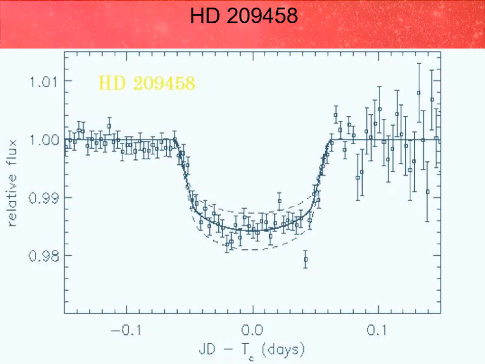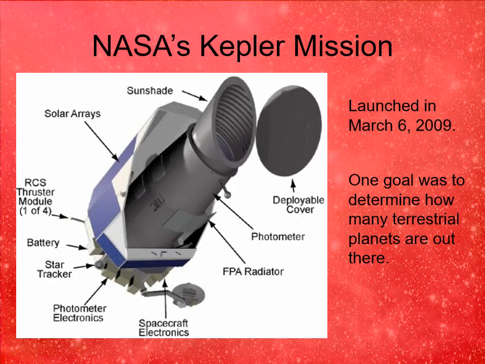And so an example here, HD 209458: a planet went in front and it dimmed out. These are actually several data runs here, so it's reproducible.